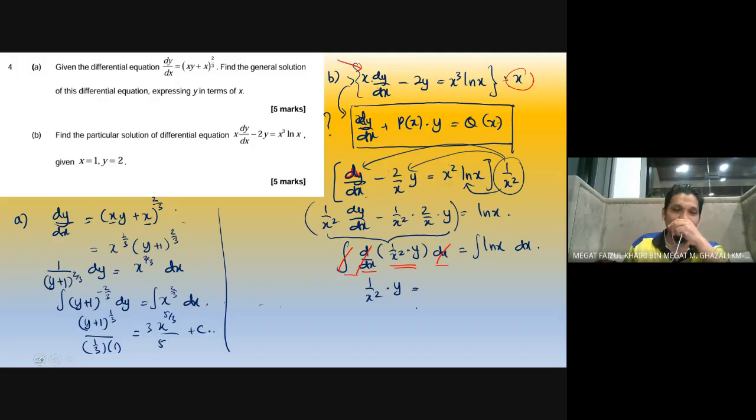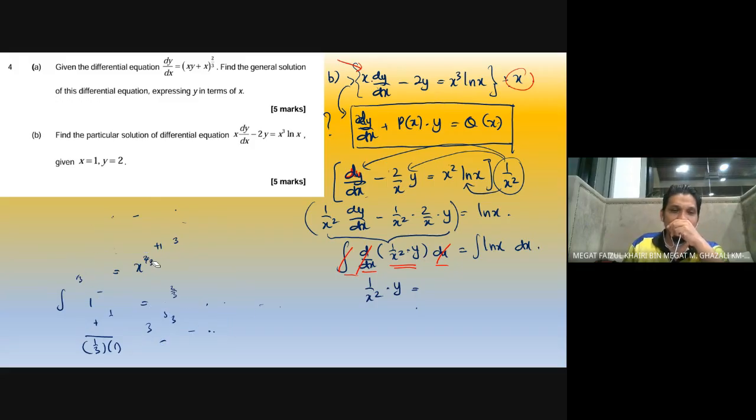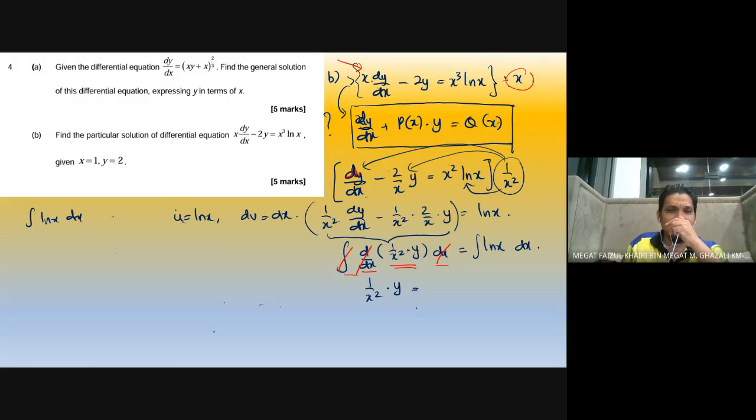Okay, there's another problem here. Differentiating ln x gives 1 over x. Integrating ln x, okay, let's have some refreshment here. Integral of ln x dx, where u equals ln x and dv equals 1 dx. Integration by parts, still remember? So du equals 1 over x, and integrating dv, v equals x.